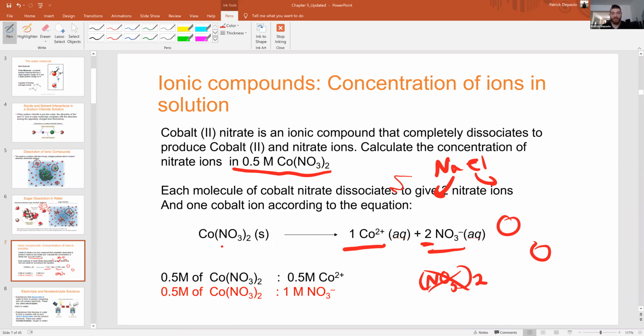In this case, with the cobalt-2 nitrate, they're actually bound together, both of them bound to the cobalt. So what we're trying to say is in a 0.5 molar solution of cobalt-2 nitrate, you actually have 0.5 molar of cobalt and 1 molar of nitrate, because there are 2 nitrates per 1 molecule of cobalt-2 nitrate. So inside each molecule there are ratios.